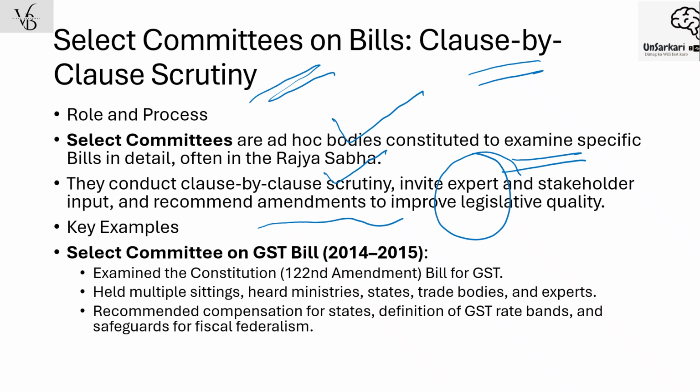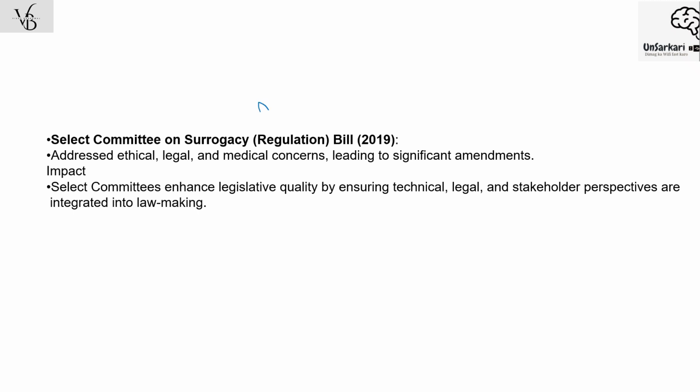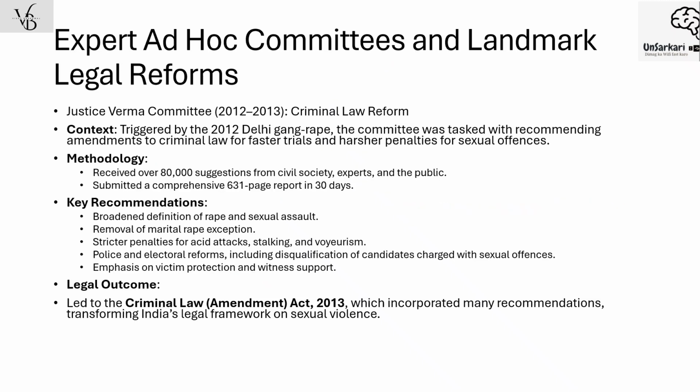For example, the select committee on the GST bill examined the constitutional 122nd amendment bill for GST, with multiple sittings involving ministries, states, state bodies, and experts. It recommended compensation for states, the definition of GST rate bands, and the safeguards of fiscal federalism, which we have discussed already. Similarly, the Select Committee on the Surrogacy Bill 2019 considered ethical, legal, and medical aspects, and there will be a lot of amendments coming up on these lines. The committees bring technical, legal, and stakeholder perspectives when the law is coming into being.